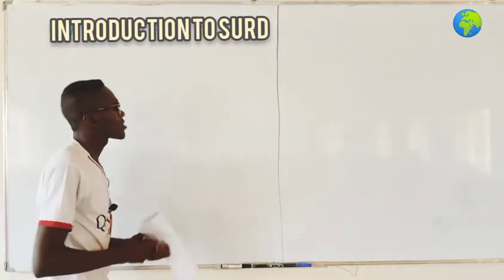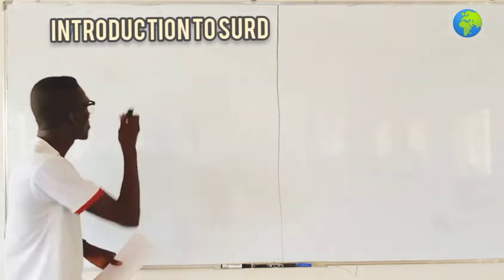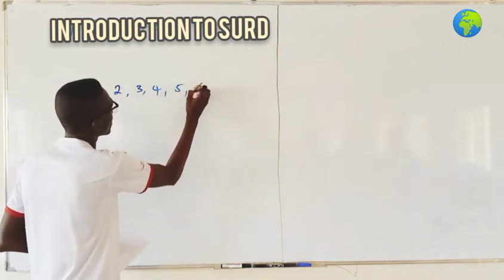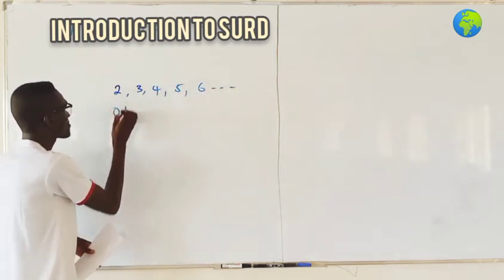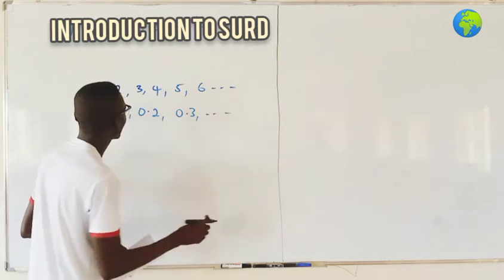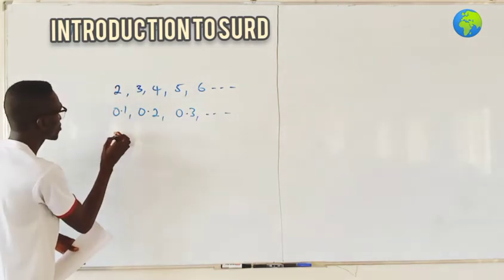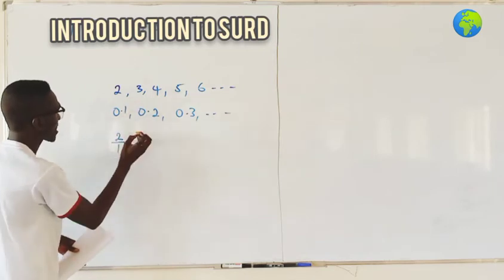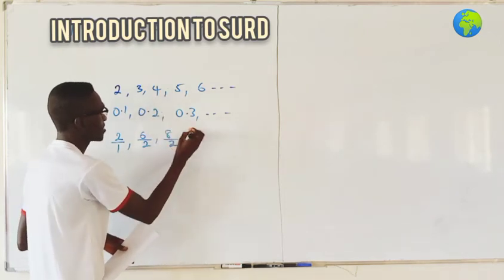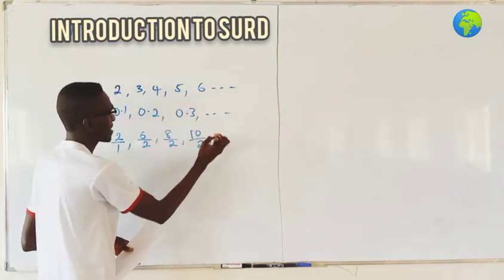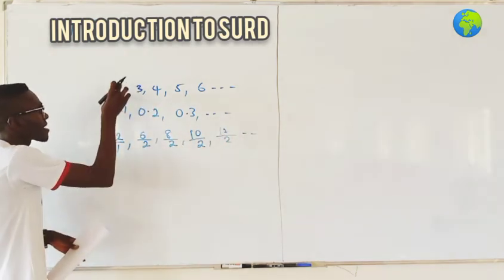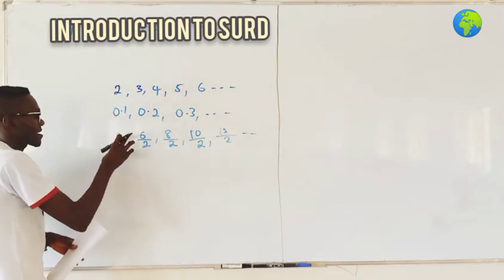Before talking about surds, let's talk about rational numbers first. When we have numbers like 2, 3, 4, 5, 6, and the rest, and maybe 0.1, 0.2, 0.3, and the rest. All these numbers, especially 2, I can write 2 in the form 2 over 1. 3, I can write as 6 over 2. 8 over 2 is the same thing as 4. 10 over 2, same thing as 5. 12 over 2, same thing as 6. So you can see that I can write these in a rational form.